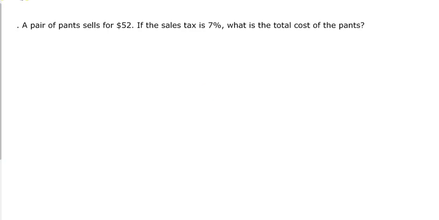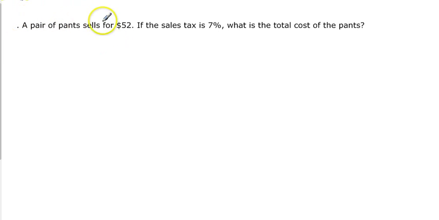Okay, since we have a word problem in front of us, we're going to use our reading strategies of reading this 3 times. First, we're just going to read it once, then we're going to go ahead and mark it up, and the third time we're going to read it for its purpose. A pair of pants sells for $52. If the sales tax is 7%, what is the total cost of the pants?